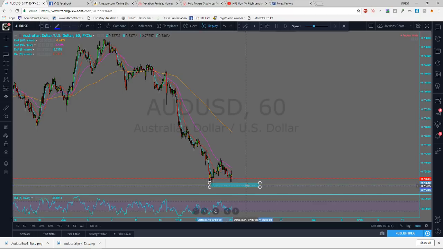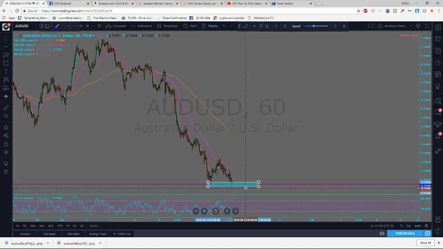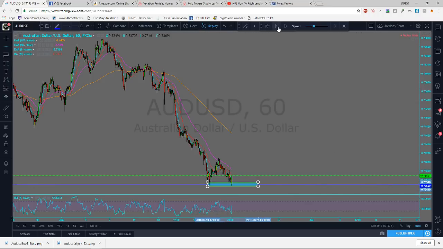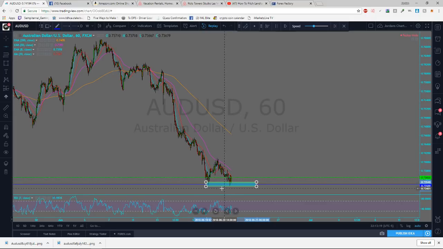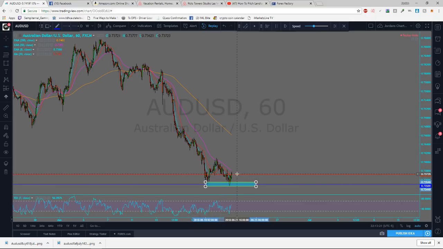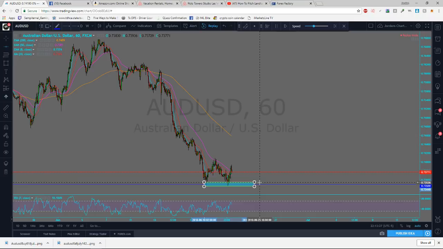This little demand zone. Notice how we just rejected from it, came back down to revisit it, and rejected from it again. So now it's starting to look like that bias was correct.